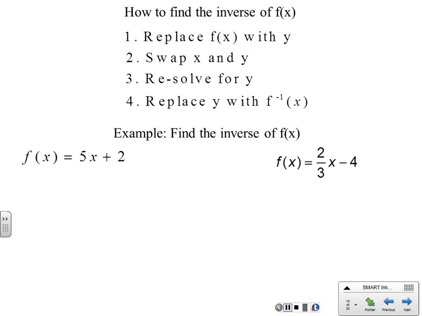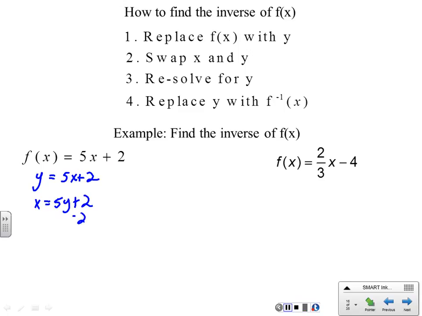Watch this. You're going to replace f of x with y. So you have y equals 5x plus 2. And then this is where the inverse comes into play. You're going to swap, just like at the beginning of this section. You remember how we took our ordered pairs and we swapped the x and the y to come up with the inverse? We're going to swap x and y. You see what I did? Step number 3, resolve for y. Use your basic algebra and resolve for y.